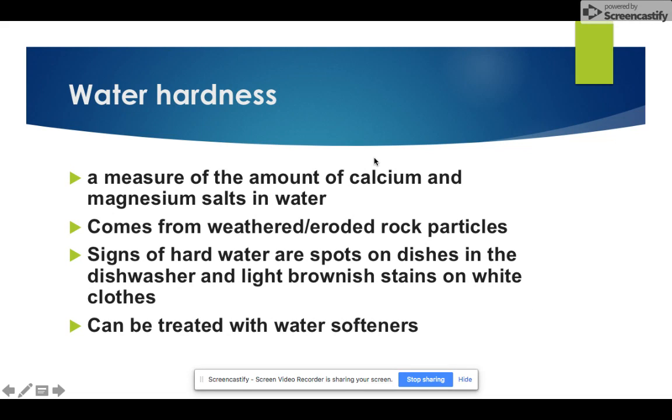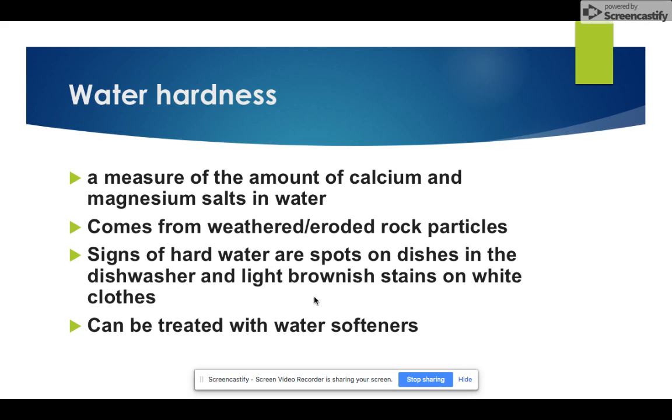Now, water hardness. This is the measure of the amount of calcium and magnesium salts that are in the water. This usually comes from the rock that is in the ground and in the aquifers that we talked about in an earlier section. Some signs of hard water are spots on your dishes when you wash them or put them in the dishwasher. If you wash your white clothes and you have light brownish stains on them, that's water hardness.